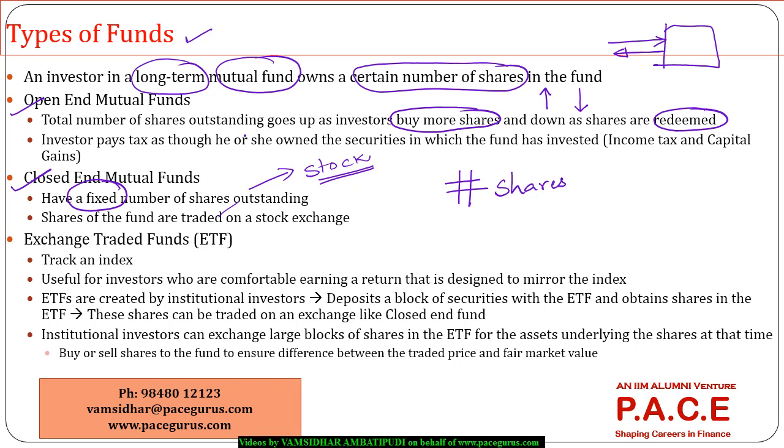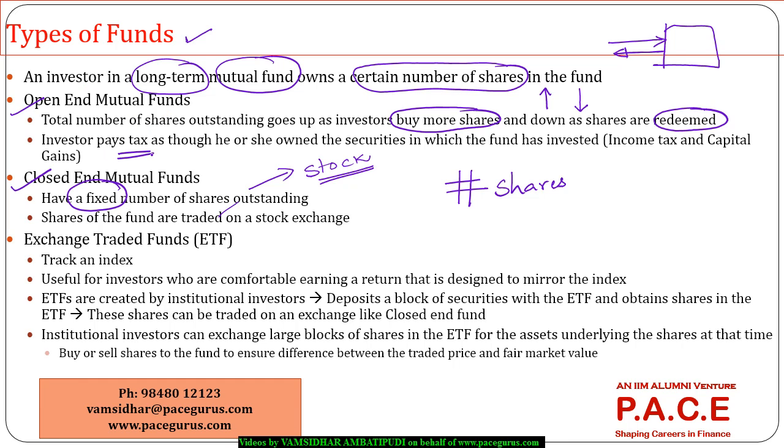Whereas in case of open-ended, that's not the case. The buying and selling both are happening to the fund itself, not between the traders. So if I buy more shares, then the total number of shares is increasing. If I sell some of the existing shares, the total number of outstanding shares is going down.